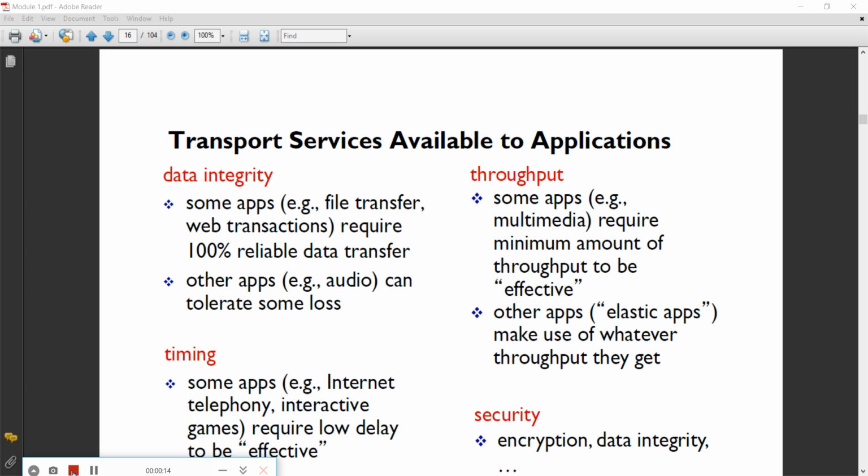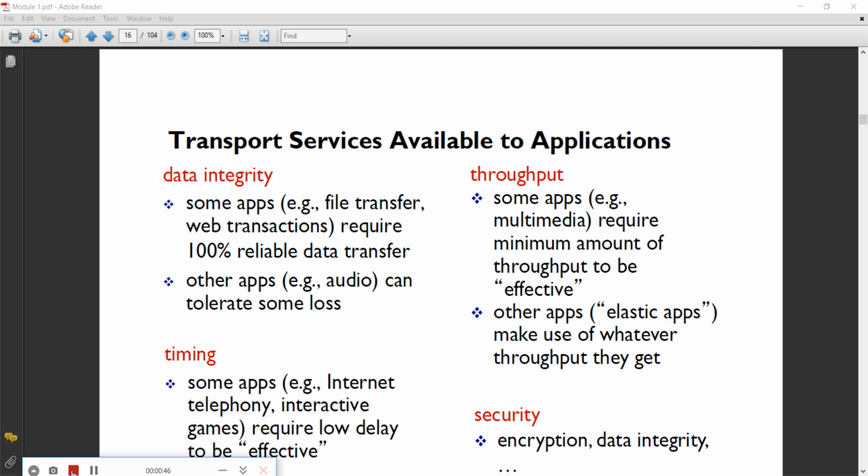Many networks, including the internet, provide more than one transport layer protocol. When we develop an application, we must choose one of the available transport layer protocols. Then how do we make this choice? We pick the protocol with the services that best match our application's needs.